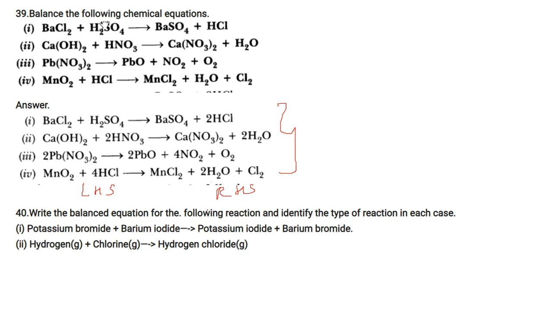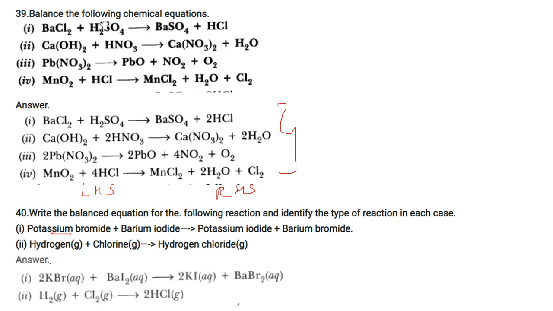Write the balanced equation for this reaction and identify the type of reaction in each case. Potassium bromide KBr and barium iodide BaI2 give you potassium iodide KI and barium bromide BaBr2. Then hydrogen H2 combines with chlorine Cl2 to give you hydrogen chloride, that is HCl.